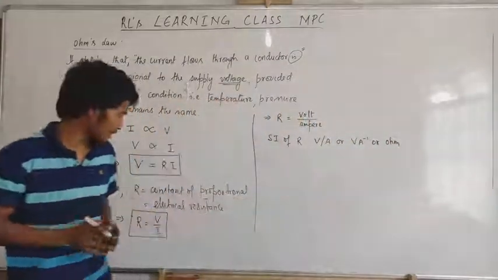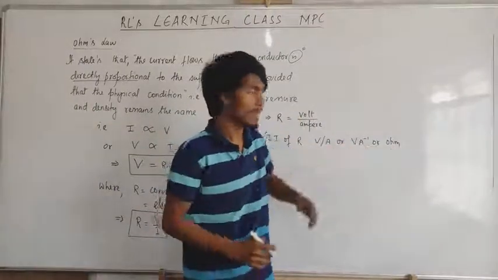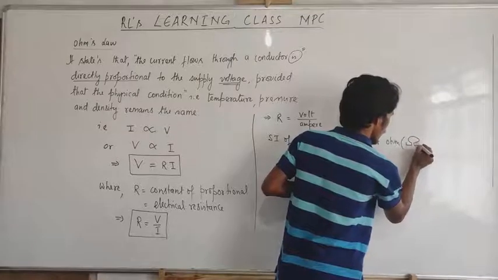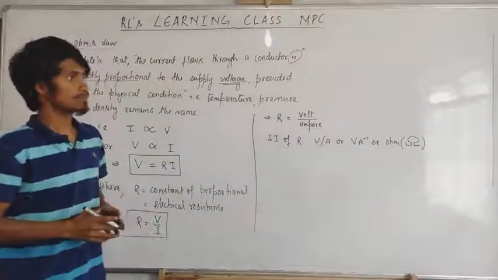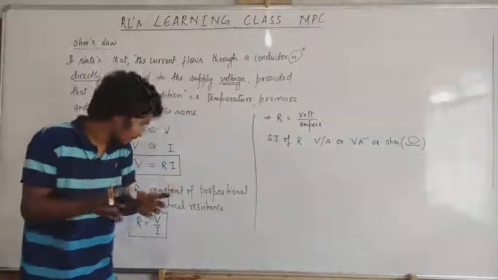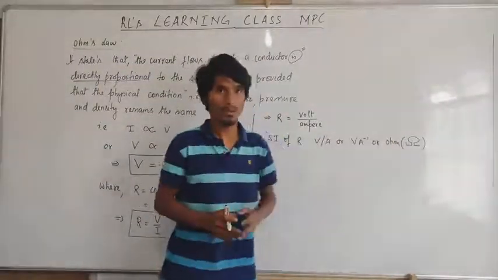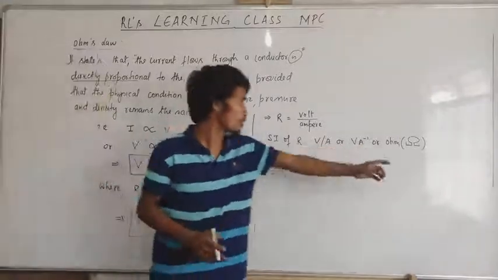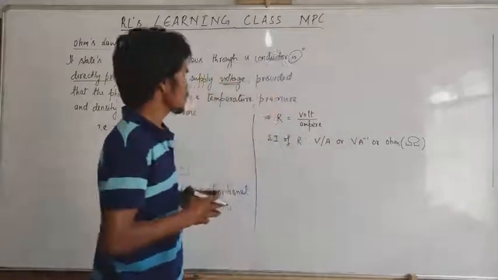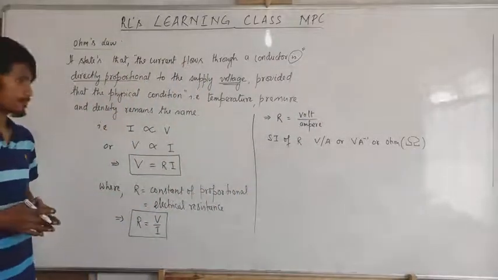What is the unit of electrical resistance? Ohm. And this is the symbol for ohm. What is the unit of electrical resistance? Ohm, or volt per ampere. Now we'll come to what this electrical resistance is.